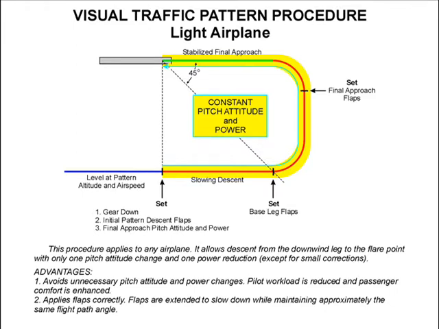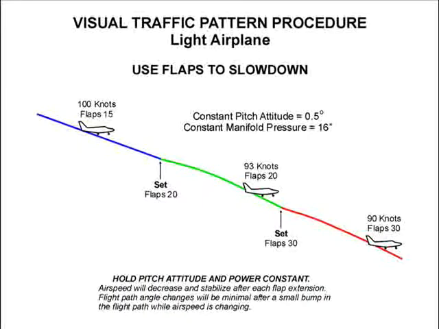This technique applies flaps correctly, extending them to slow down while maintaining approximately the same flight path angle. When extending flaps while holding pitch attitude and power constant, airspeed will decrease and stabilize after each flap extension. Flight path angle changes will be minimal after a small bump in the flight path while airspeed is changing.